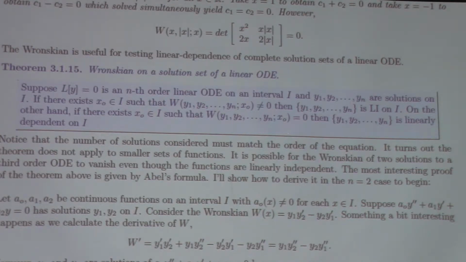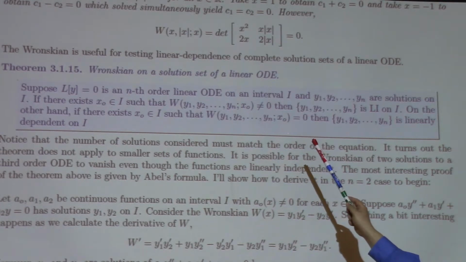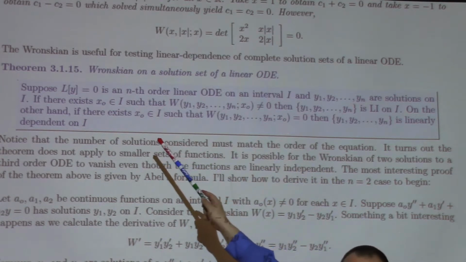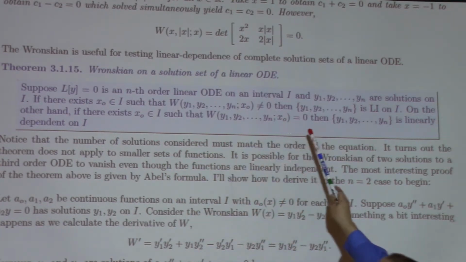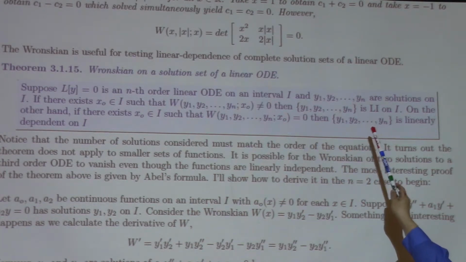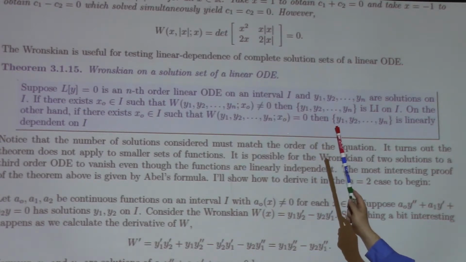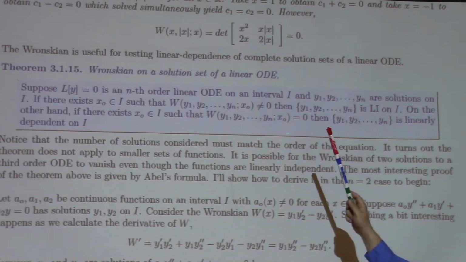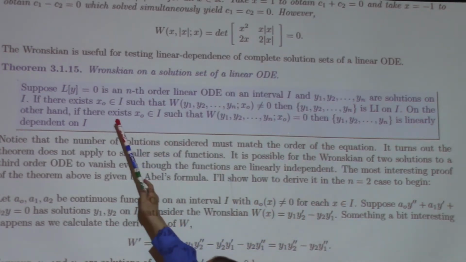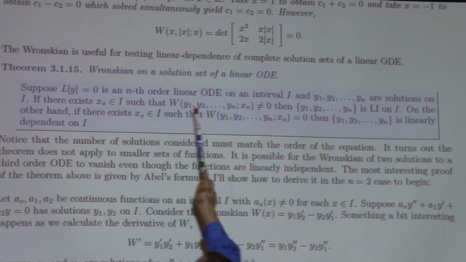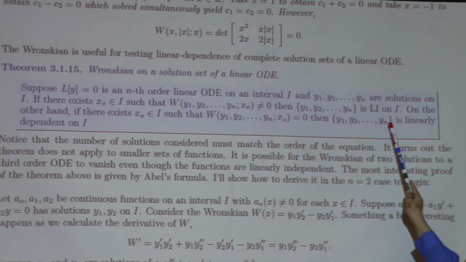But I can tell you this. The Wronskian of a solution set of linear ODEs is really nicely behaved. If you have L of y equal to 0, a homogeneous nth order ODE on an interval I, and you have n solutions on I, I didn't say that they're linearly independent solutions. I just said I had n of them. If there exists x naught in I such that the Wronskian is not 0, then y1 through yn is linearly independent on I.